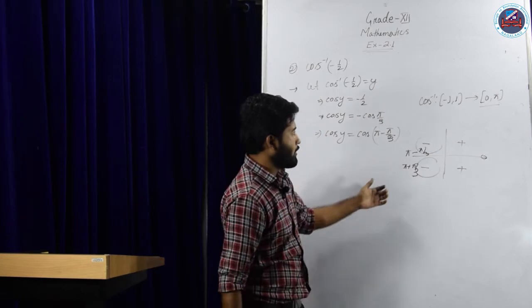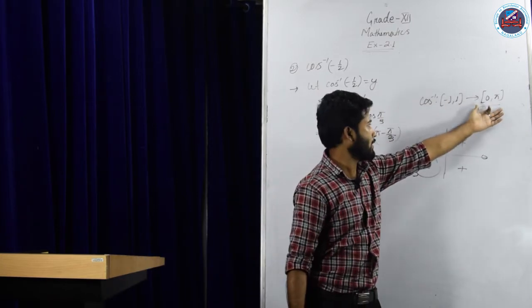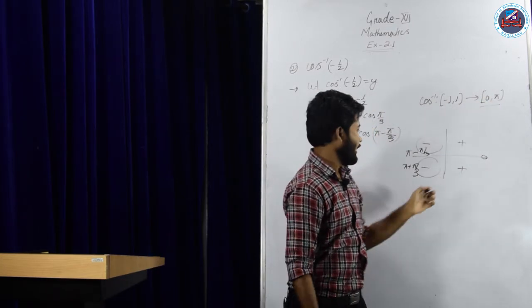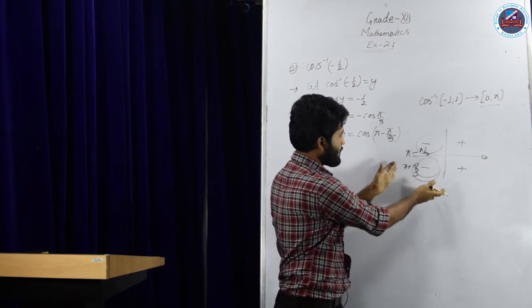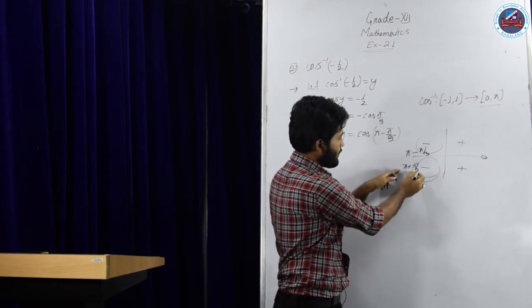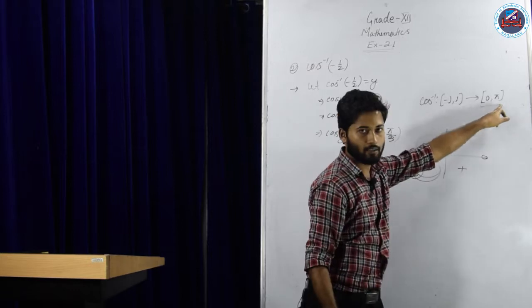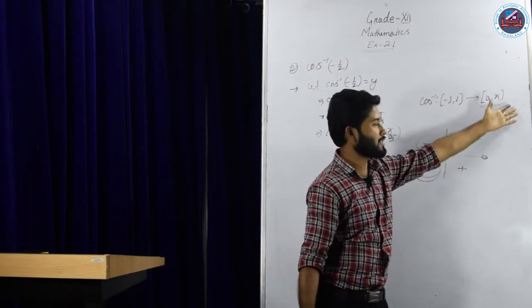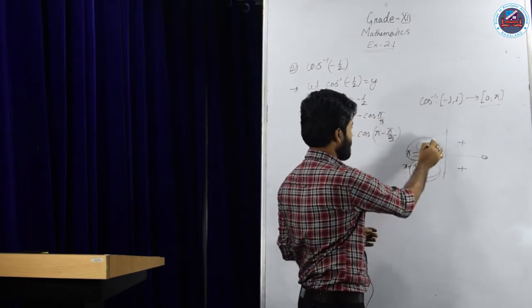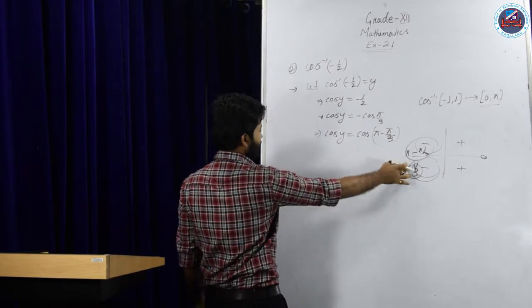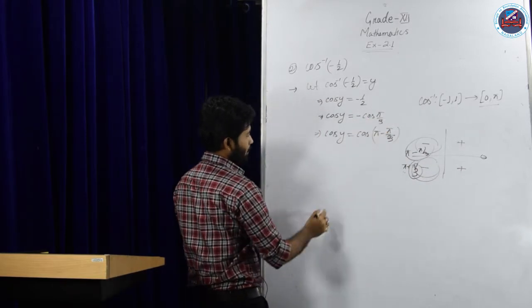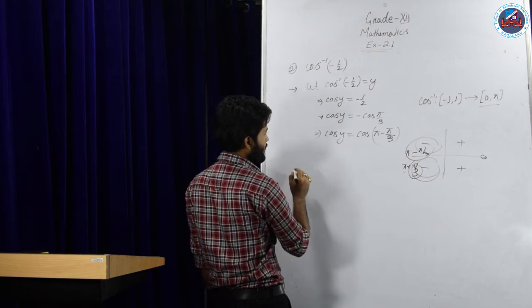But what is our principal value branch? It is from 0 to pi. And if I take this quadrant, it will be pi plus pi by 3. That means it will be more than pi. Clear? So the value will exceed this interval. So we need to take this part. Using that, I have written in place of minus cos pi by 3, cos of pi minus pi by 3.